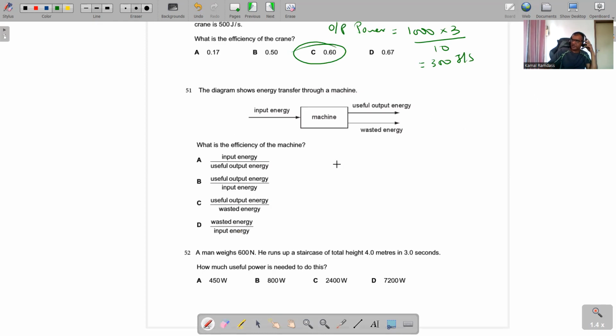The diagram shows energy transfer through a machine. Input, useful, output. What is the efficiency of the machine? Say useful output energy divided by input energy.